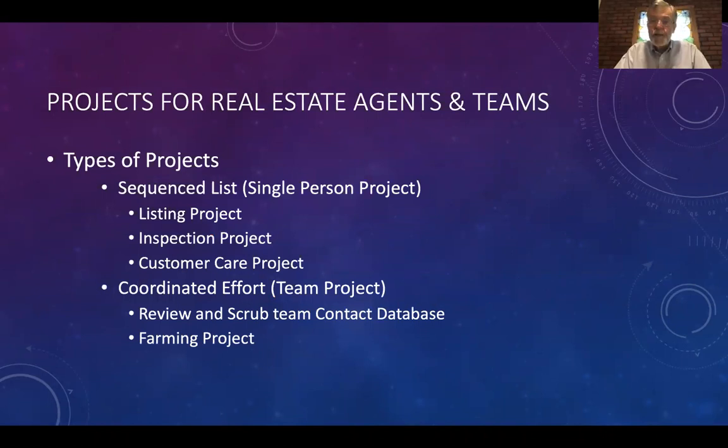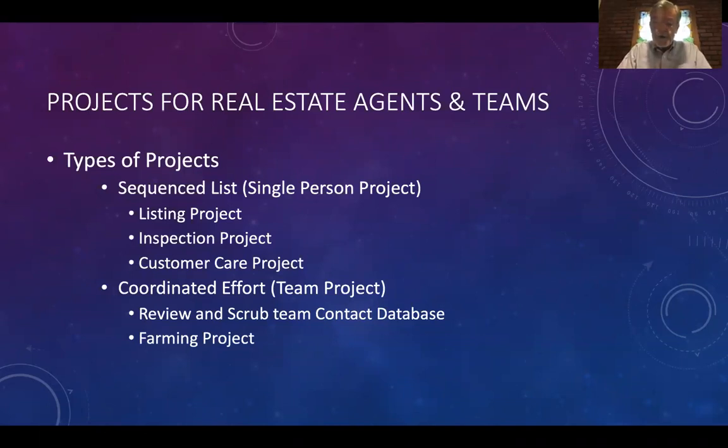Okay, projects for real estate agents and teams. There are two types of projects I'm going to concentrate on. One, I'm just going to call a sequenced list. It's a single person project generally. It's a listing project, meaning that it could be a listing. It could be an inspection project about how you're going to coordinate inspectors. It could be a customer care project about how you are going to take care of your customers, not only before a transaction, but after a transaction. What if there's problems? What are the systems to take care of that? Careful project management will help you create sequenced lists, and we're going to learn that skill right here, so that when you walk away, you can do this efficiently.